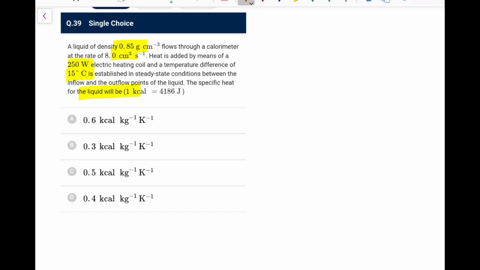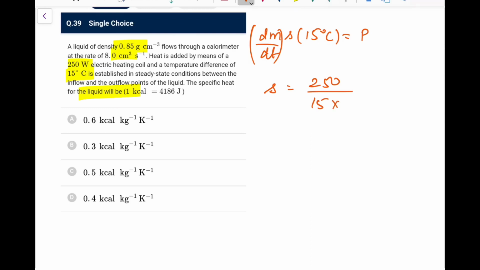Now first of all, it is flowing at the rate of this, so you can find out what is the mass flowing rate, and this heat is added and temperature difference is being maintained. So the heat added, temperature difference 15 degrees, so dm by dt into 15 degrees Celsius would be equal to the power supplied. So specific heat would be power 250 upon 15 into dm by dt.